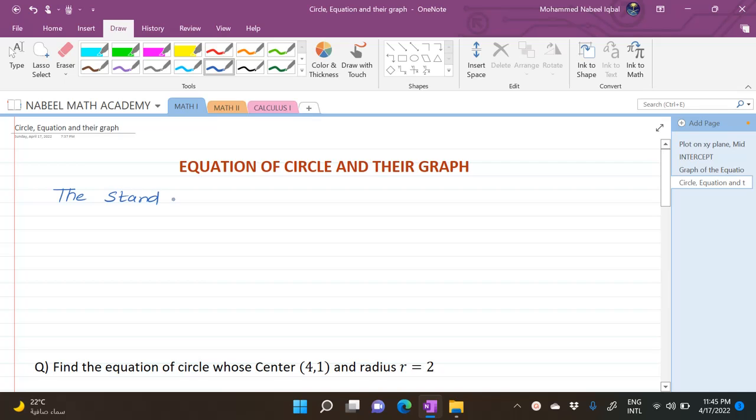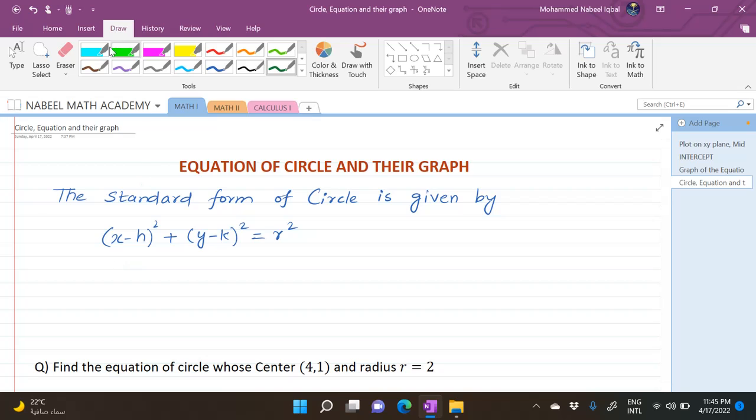The standard form of the equation of a circle is given by x minus h whole square plus y minus k whole square equal r square, where h and k is the center of the circle, and r is the radius of the circle. So the formula is here.